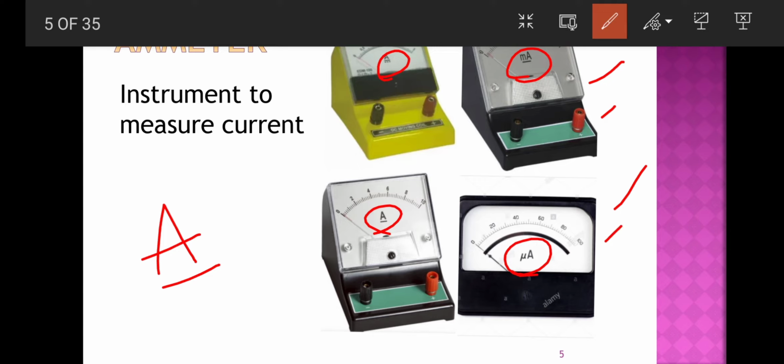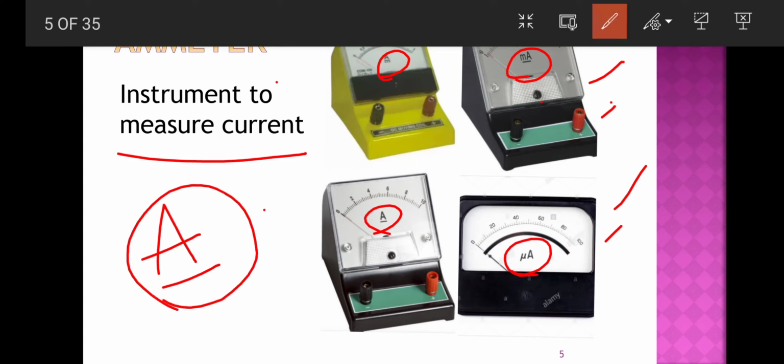Okay, so the instrument used to measure the current, we call it as ammeter, and we represent the symbol of ammeter by A within a circle. If we put a line, it is DC ammeter. Suppose if we represent it like this, it is an AC ammeter, which is used to measure AC current. So we'll be discussing what is this AC and DC currents. Fine.